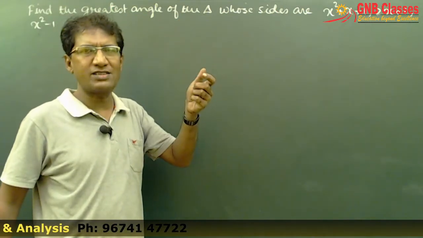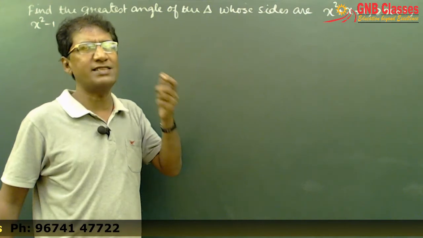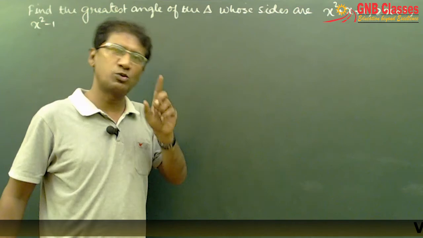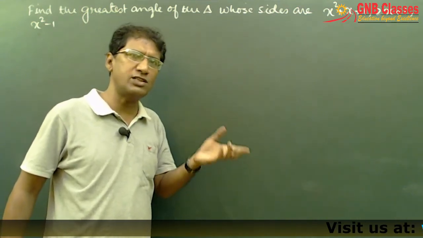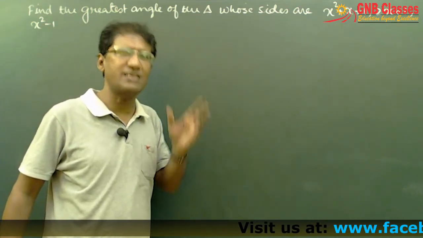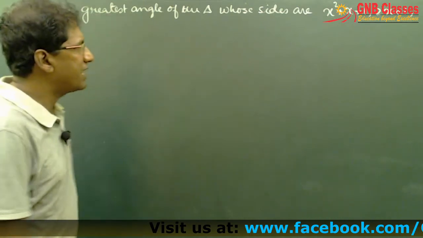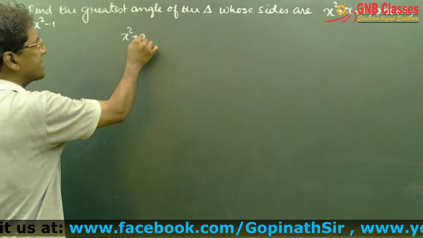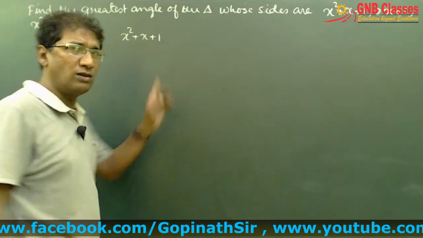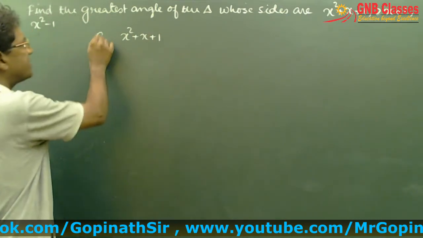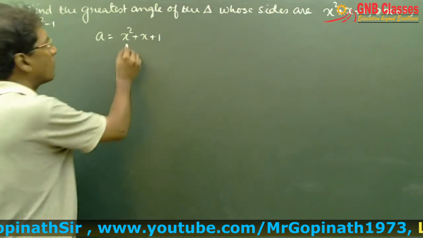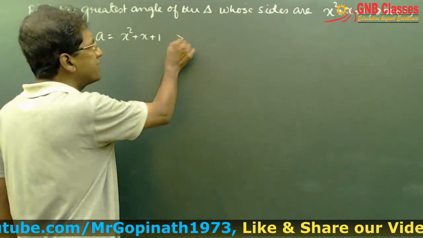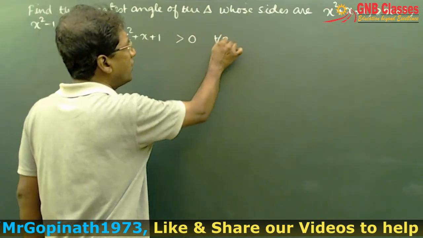So to know the greatest angle, we have to find out which side is the greatest among the given three sides. Because we know that the angle opposite to the greatest side is greatest in any triangle. So you observe carefully, x square plus x plus 1. These are all sides. Now let us say this is your A.